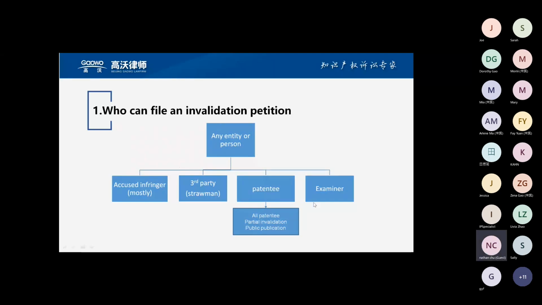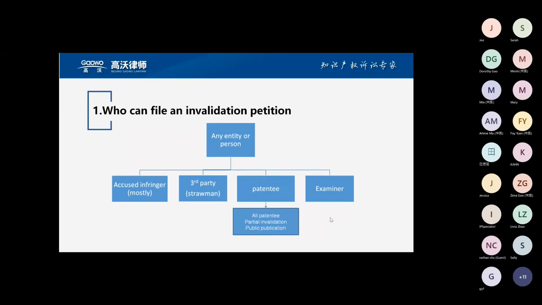In some cases, in rare cases, the patentee himself can also file an invalidation request against his own patent, but it's not so often. But there are some requirements for the patentee to file an invalidation request. The requirements include that it is mandatory for all the patentees to take part in the invalidation request.